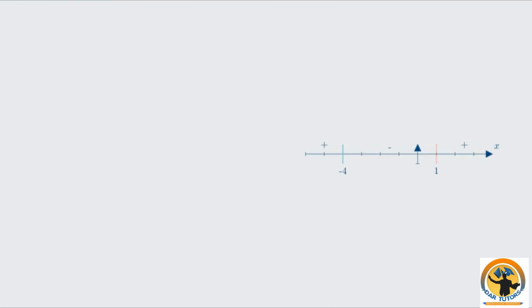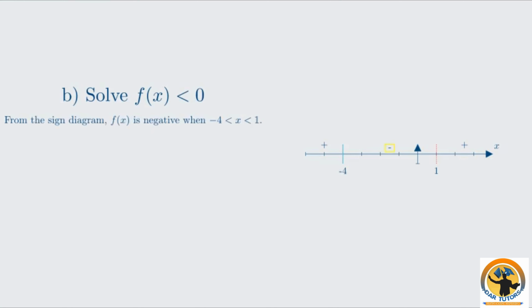Part B asks to solve the inequality f of x is less than 0. We look for the region on the sign diagram where the sign is negative. This occurs between our 2 critical points. So the solution to the inequality is x is greater than -4 and less than 1. You could also write this in interval notation as (-4, 1).